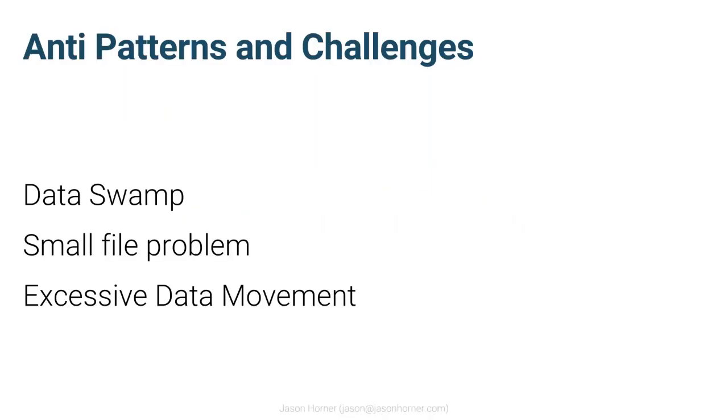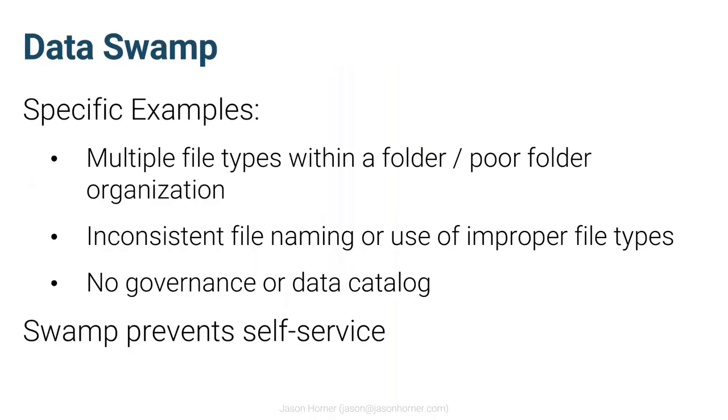Some anti-patterns. So we talked a lot about, the bulk of this session is really just preventing the data swamp, addressing small files, and then excessive data movement, right? So data swamp occurs when you have inconsistencies in your file naming, folder structuring, file types. You don't have data governance, so you don't have a data catalog where people can go look for data and say, oh, I need to know where my CRM data is. It's in this curated zone, right? So the data swamp prevents our self-service. If I have multiple file types within a folder, all those things can lead to data swamp. So this is what you're trying to prevent.